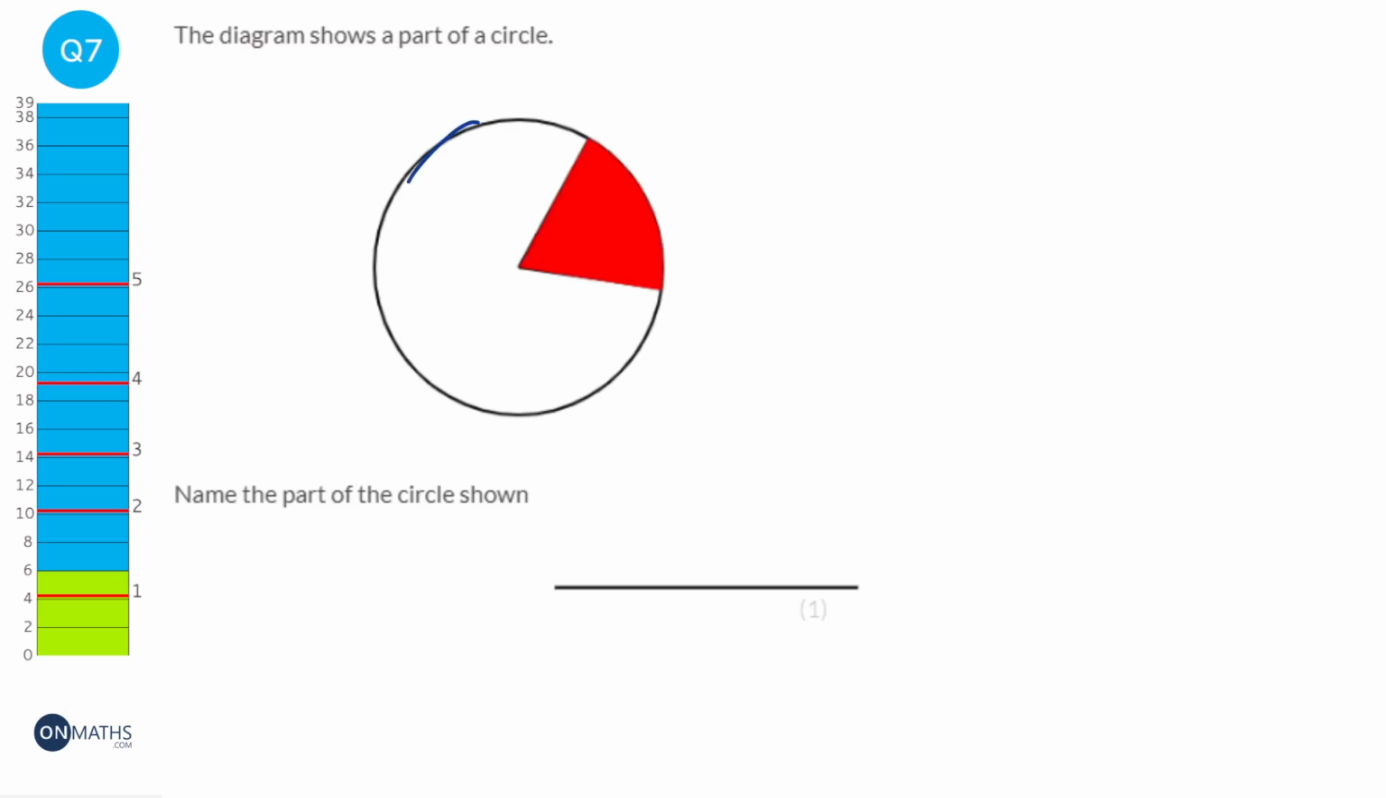So you do need to know the parts of a circle. The full distance around the circle is called the circumference. If you've got a little bit of it, it's an arc. If you've got a line across it, that would be a chord, and the part that's kind of trapped in there is called a segment. Then if you've got a line across the circle going through the centre, that's a diameter. If you've got a line just going to the centre, that's called a radius. If you've got a line that touches the circle just on one point, that's a tangent. But in this case, we have a sector.